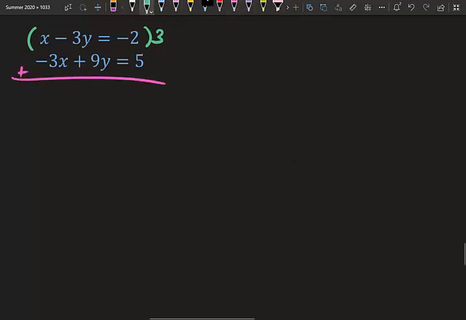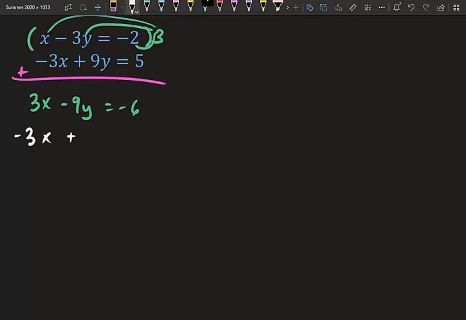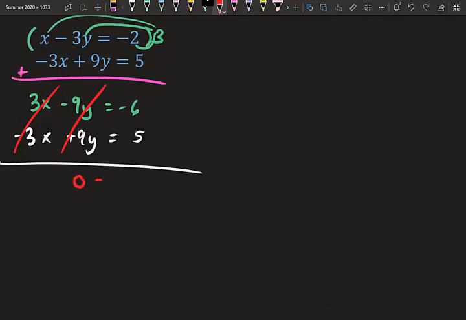So we multiply: 3 times x is 3x. 3 times negative 3y is negative 9y. 3 times negative 2 is negative 6. And on the bottom, we did nothing. Now we add our columns. So 3x minus 3x cancels. Negative 9y plus 9y cancels. Everything cancels, and we have 0 equals negative 1.